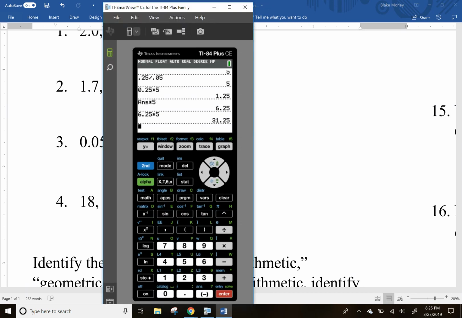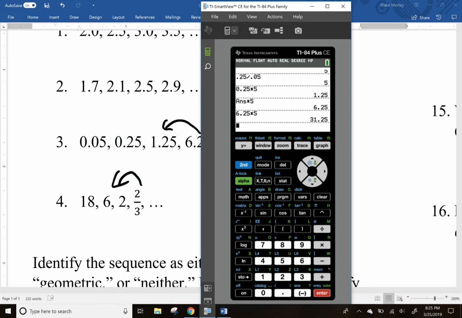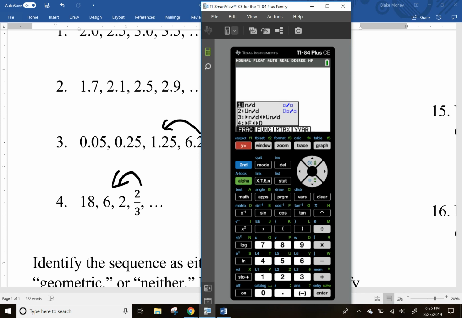So here's how you could type this in the calculator, because that is a fraction, but that's fine. We can deal with that. We can use the calculator to use those fractions. If we hit alpha, y equals, we got a little menu there. It says the first option is n over d. We can choose that, and it's going to give us a fraction. So we can actually type in 2 over 3. And then we can divide it by its previous term. So 2/3 divided by the previous number, which is 2.